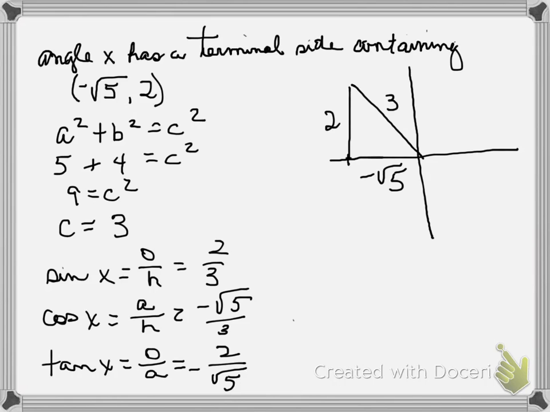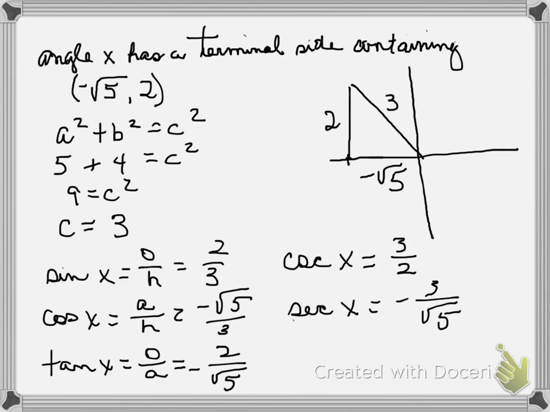And then the reciprocals of each. So cosecant will be 3/2. Secant will be negative 3 over the square root of 5. And cotangent will be negative square root of 5/2. I hope you find this helpful.